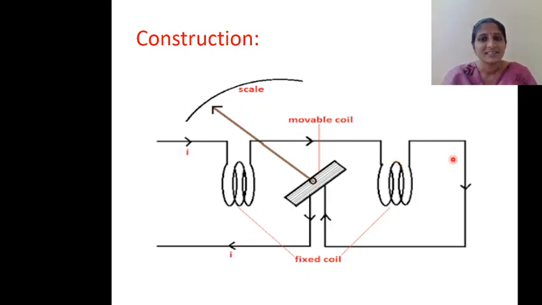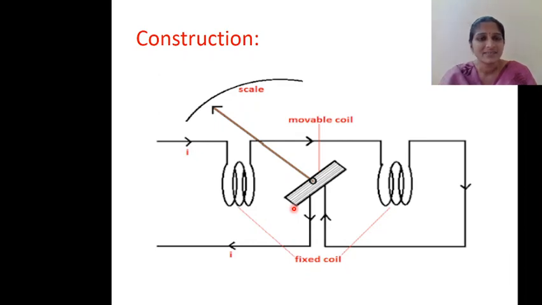This construction can be used mainly as an ammeter or voltmeter, and it can be used as a wattmeter by making some arrangements, like connecting the load, where a small resistance will be added. So by making some changes, you can use this electrodynamometer type as a wattmeter. So this is the construction.